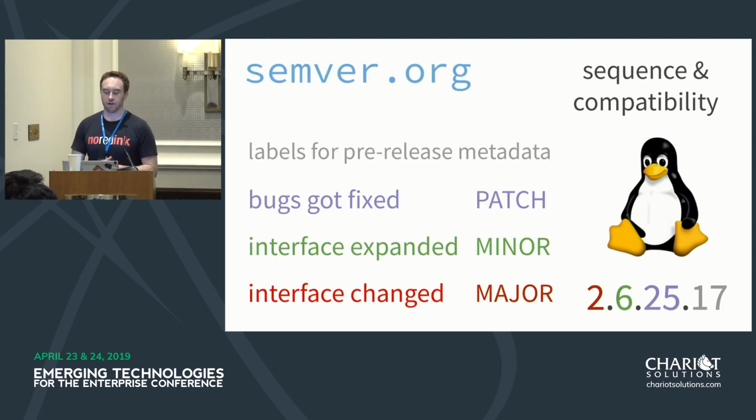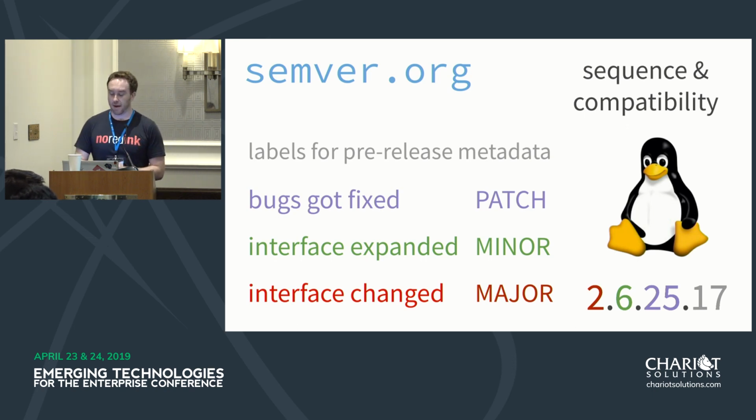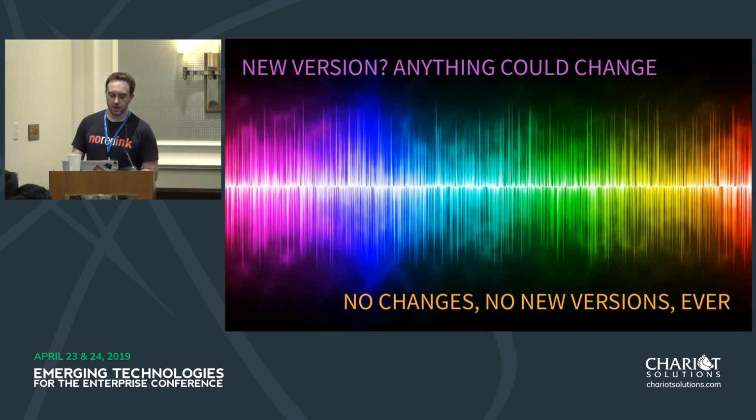Of course, a really popular one of these is semver. In this Linux example, the 2 is the major version number, that first one. So if there's a breaking change, we're going to increment that. Then we have minor, which means the interface expanded, and then patch, which means we didn't change the interface at all. And then optionally, semver allows for a label for pre-release metadata, so either another number, or maybe a beta or an RC1 or something like that.